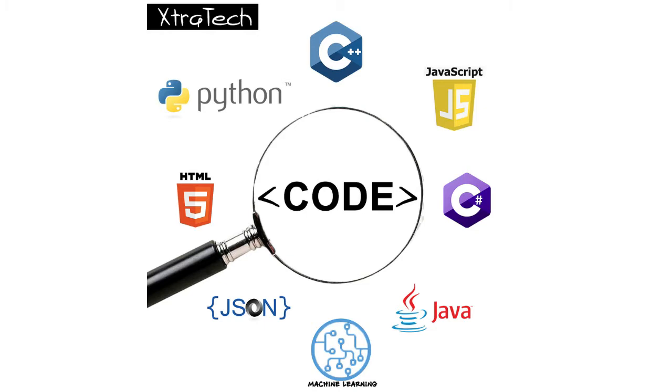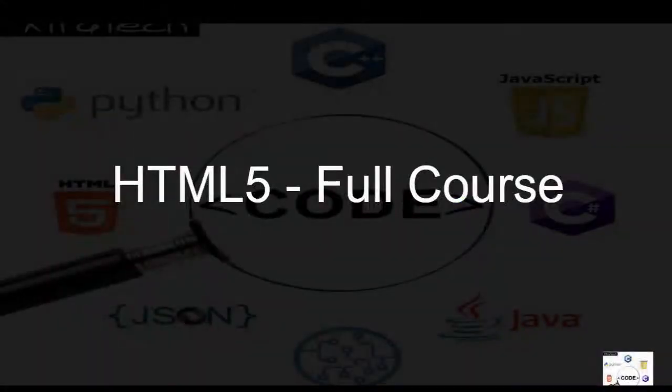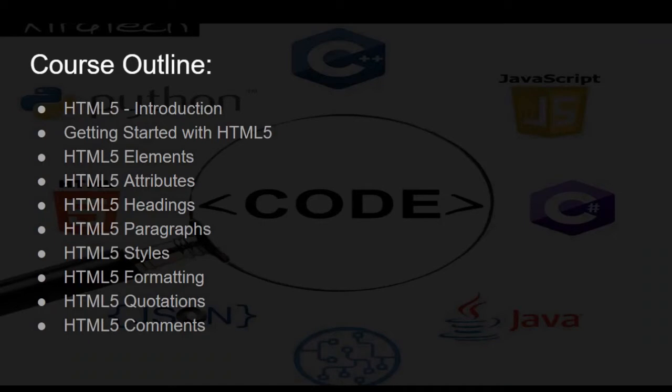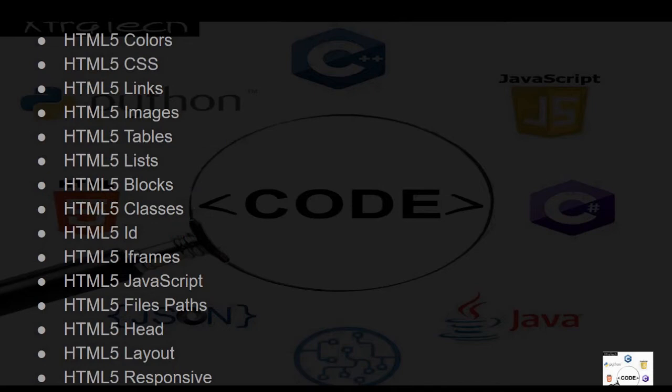Alright, let's get to HTML. In this course, we'll be discussing HTML based on the following outline. Okay, so we'll start with introduction, then elements, HTML elements, attributes, headings. We'll talk about paragraphs in HTML, styles, how to style HTML elements. We'll talk about formatting HTML elements. We'll also talk about quotations and comment. How do you comment in HTML document? And then we'll talk about colors.